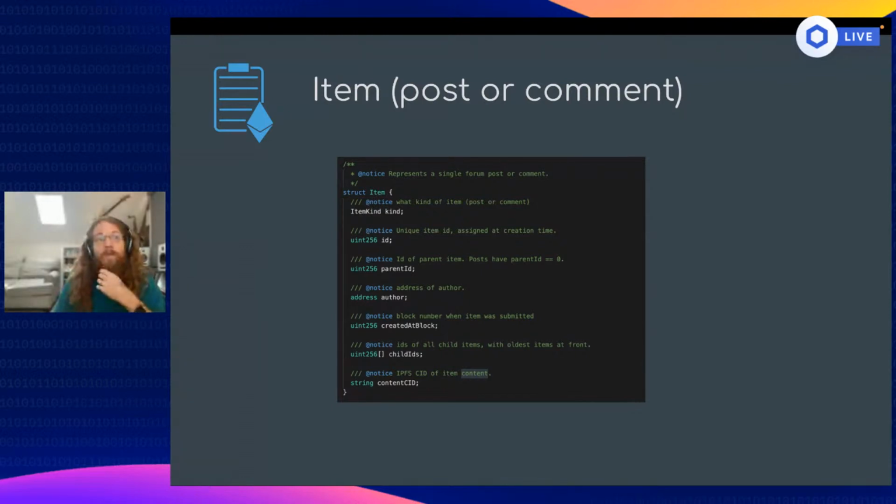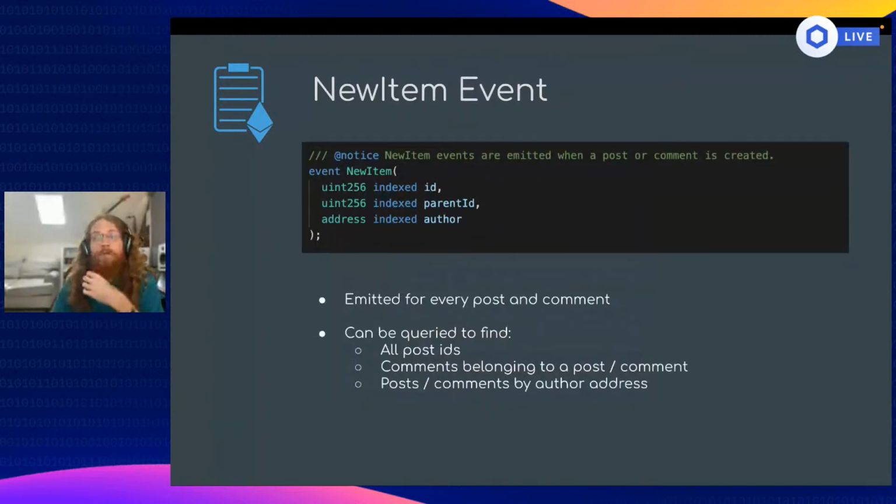And with Filecoin, you get that long-term persistence, making sure your data never goes away and it's always available on IPFS. And then one more thing to mention about the contract is that when an item is created, we emit this event, and it has the item ID, parent ID, and the author address.